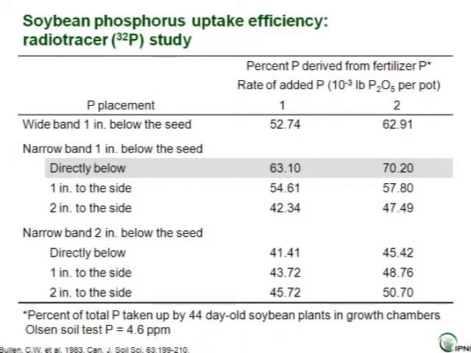Because you use a radioactive tracer, you can find out how much of that phosphorus you applied actually made it into the plant. So this is a 44-day-old soybean plant, and again, directly below the seed, you got a 63% recovery of that phosphorus. 1 inch to the side now drops to 54% recovery, and 2 inches to the side, 42% recovery. All right? Now, that's all when it was 1 inch below the seed. If you take it 2 inches below the seed, those recoveries don't approach 1 inch below. So this is just interesting stuff.